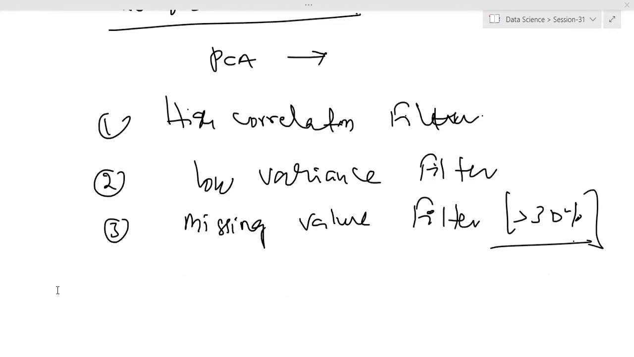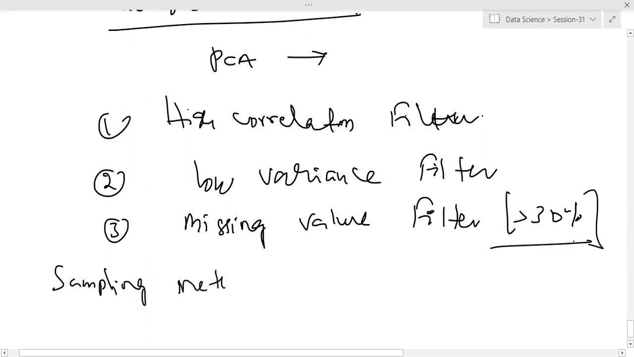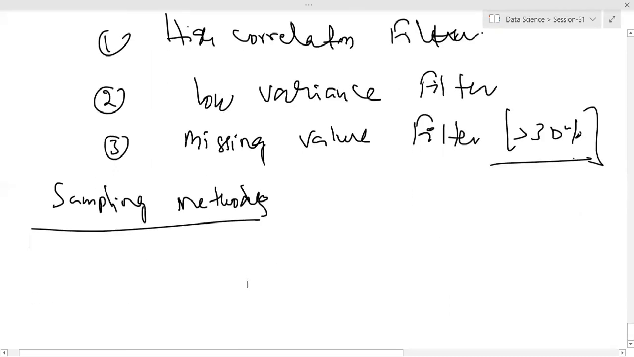Now I want to give some insight into sampling methods. As we discussed, population is not always feasible, friends. We cannot always bank on the entire population for various reasons. We cannot accommodate the entire data. We cannot handle the entire population within our limitations of space and time constraints. So sampling is mandatory, however.